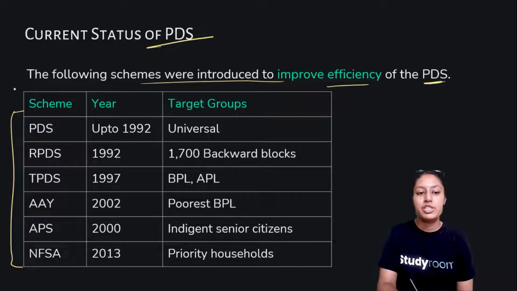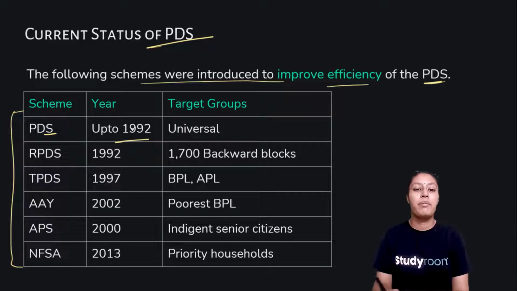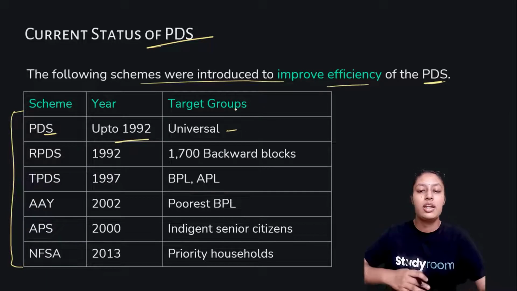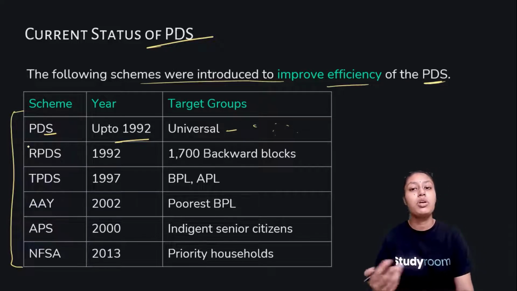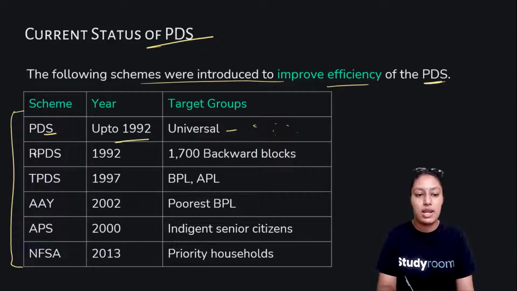Okay, so public distribution system has been running up to 1992, and it is universal target. Okay, means it is not confined to one group. It has opened its boundaries and includes people who require help, or even people who are above poverty line as well.